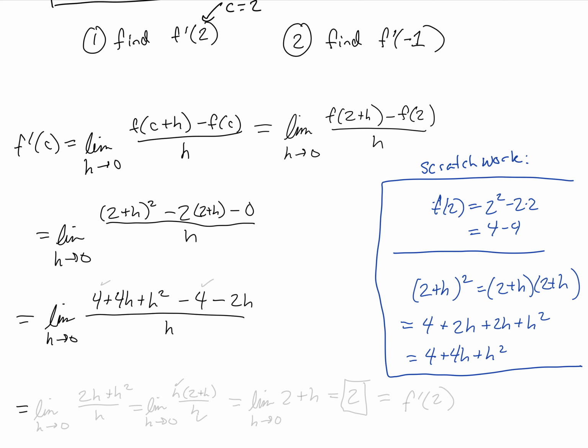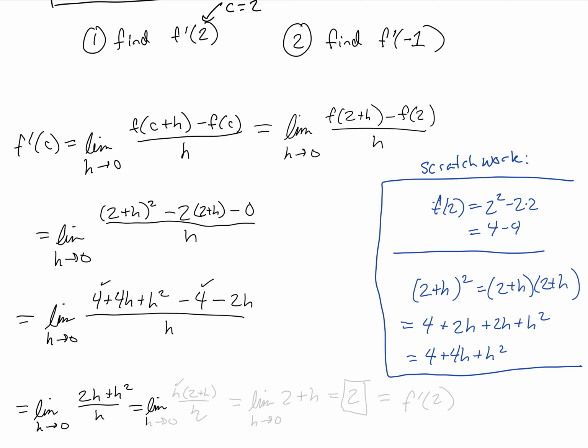And we can keep simplifying that. That's equal to the limit as h goes to 0 of, well, let's see, the 4's cancel out. And then we've got 4h minus 2h, so that's 2h plus h squared, still divided by h. And now I could factor an h out of everything in both the top and the bottom.